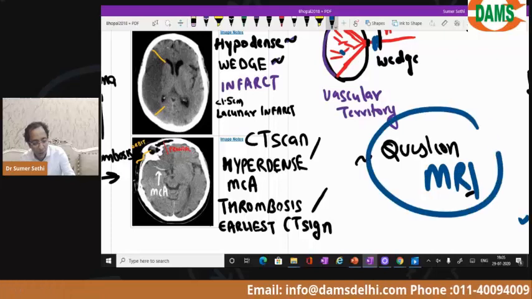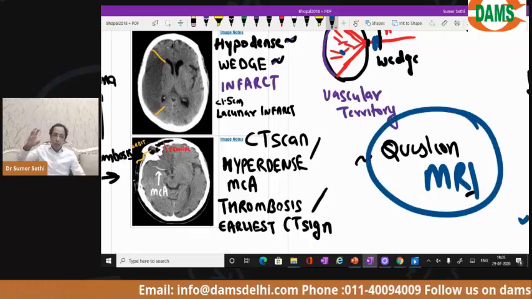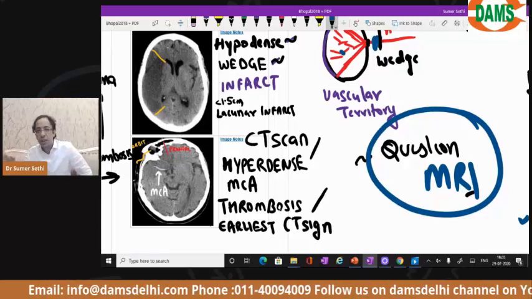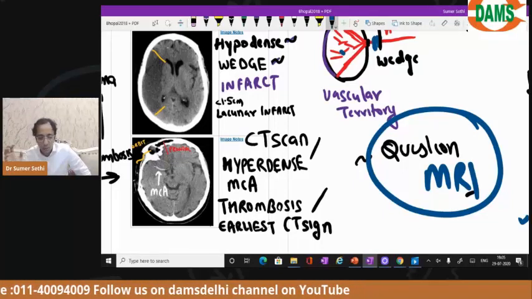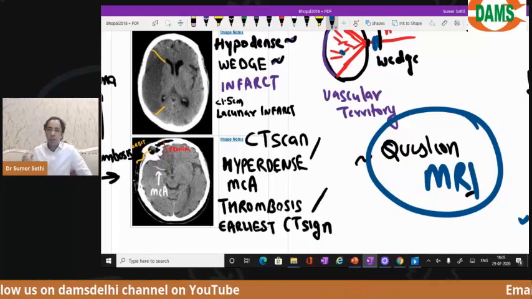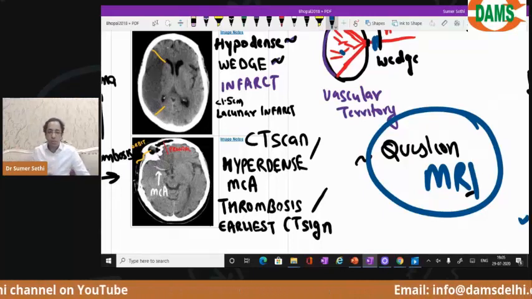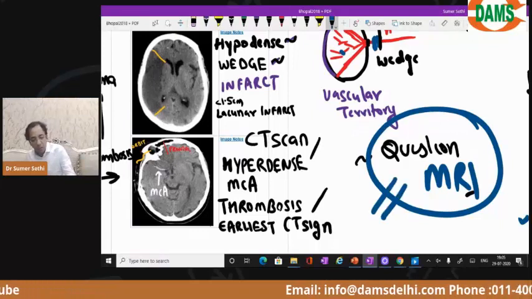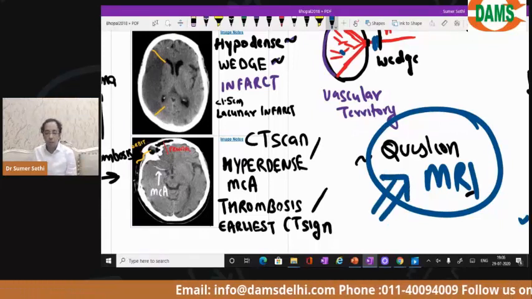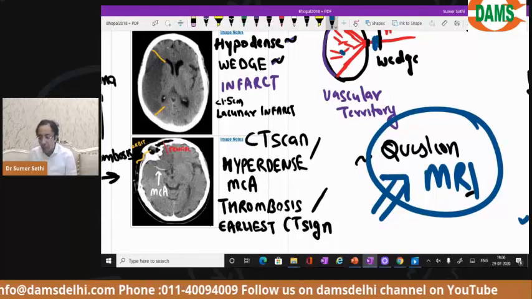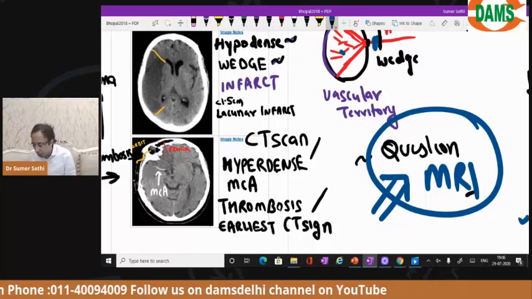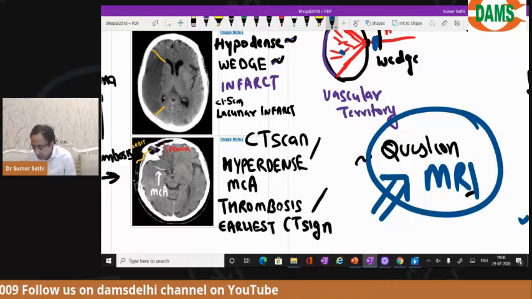For brain hemorrhage, CT is an excellent modality, and we saw a lot of detail about hemorrhages. But when it comes to brain infarct, CT is not so good in the first 24 hours. I will talk about infarct again when we talk about MRI. Are you clear?